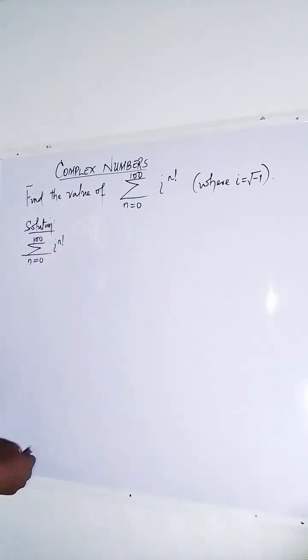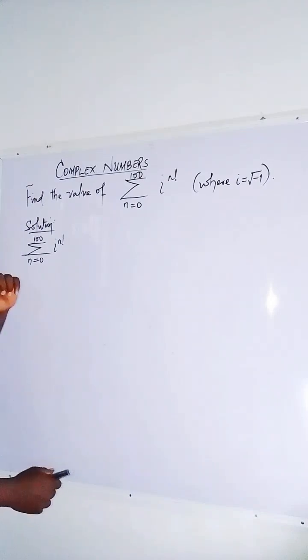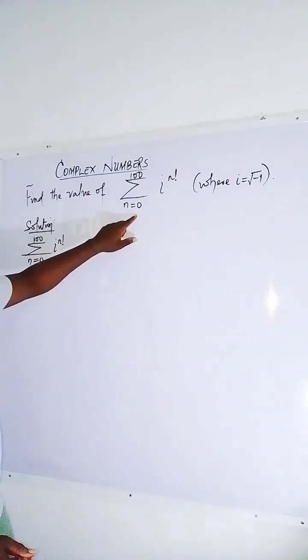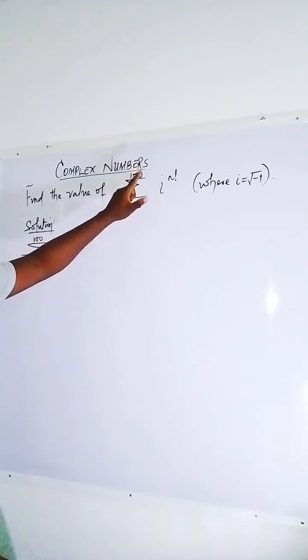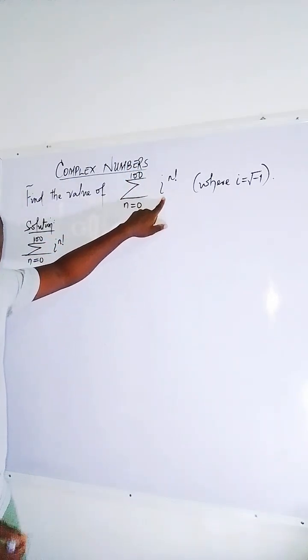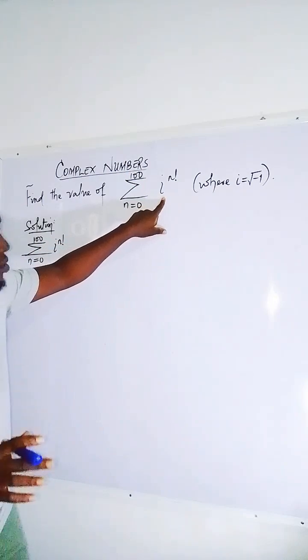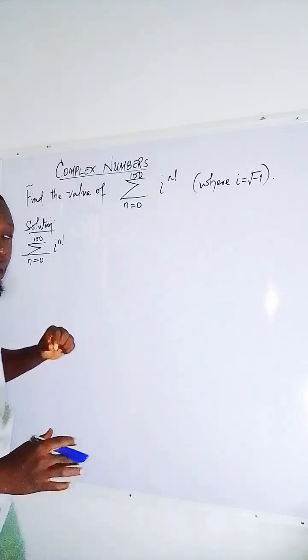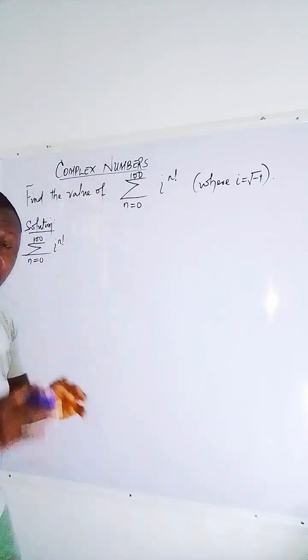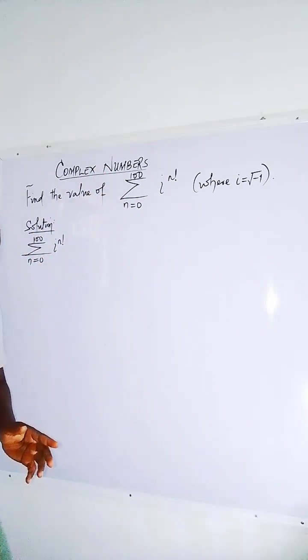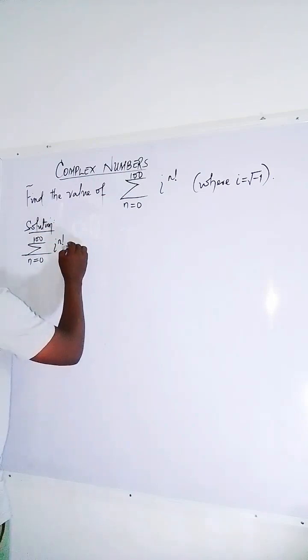Welcome back. Let's consider the simple complex number that we have on the board: the summation from 0 to 100 of i to the power of n factorial, where i is called the imaginary number, denoted as the root of -1. But 0 to 100, that is 101 times. 101 times. Now we have to write this.